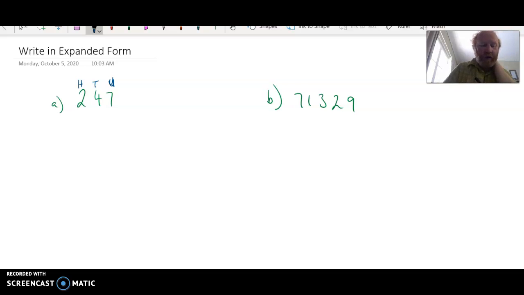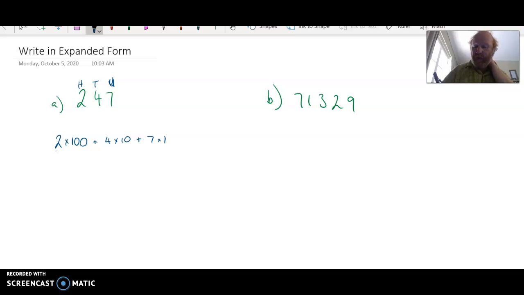We maintain the order of place values, so the 200 goes first, so there's two lots of 100 there, and then there's 4 lots of 10, and then there's 7 lots of 1, and so we're matching up the 100 there with the place value concept, so there's 2 lots of the 100. And then there's 4 lots of the 10 and 7 lots of the 1.